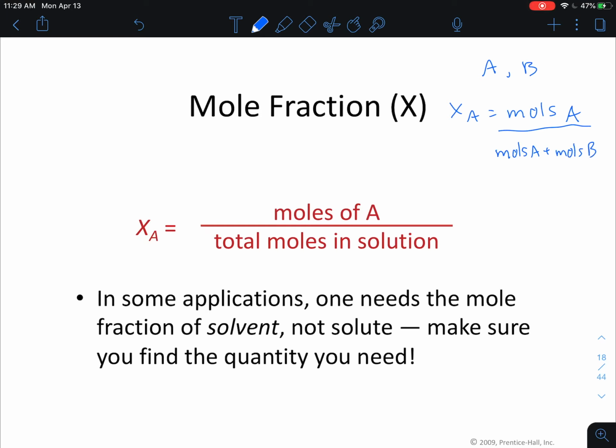And you should have seen this, I think, as it relates to Dalton's law and some of the mole fraction stuff with regard to gas laws, and we'll see a little bit of that here. This bullet point mentions that in some applications, and this is referring to our application, you're going to get the mole fraction of the solvent, not the solute, so it just says make sure you're finding the one that you actually need.